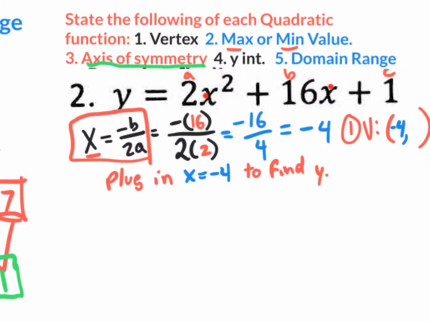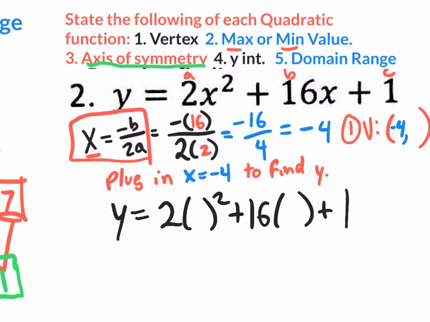So here are my x's, but the thing is I already know that x equals negative 4. So I'm going to put a negative 4 in both of these x's in parentheses. So I'm going to start by rewriting the whole thing and putting parentheses instead of x's. y equals 2 parentheses squared plus 16 parentheses plus 1. And we said we are plugging in the x value of negative 4 wherever those x values were at.